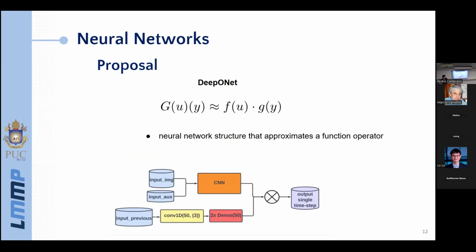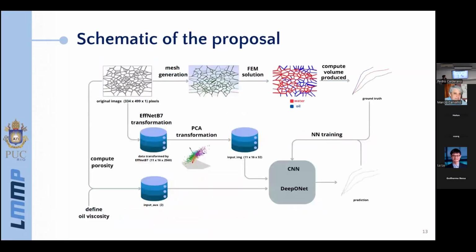I also propose the use of a DeepONet. A DeepONet is a neural network structure that approximates a function operator, and it's composed of a trunk net and a branch net. My trunk net is the same neural network that I showed in the last slide. And I also have a previous input, basically because I'm predicting this curve recursively. So I have the 5 last points of my curve. I predict the next one and do that over and over until I have the entire curve. And this is how my DeepONet works.